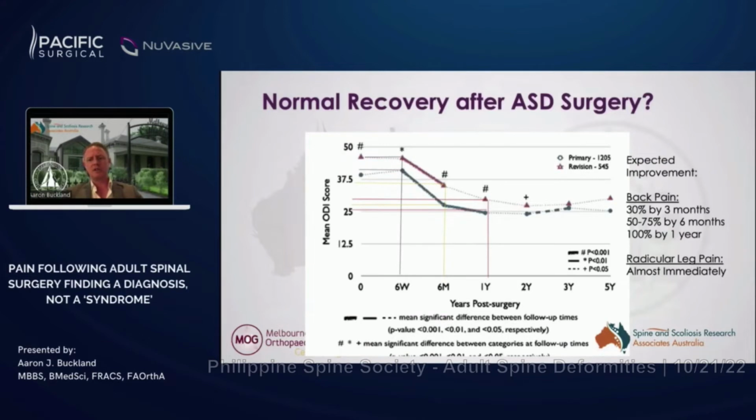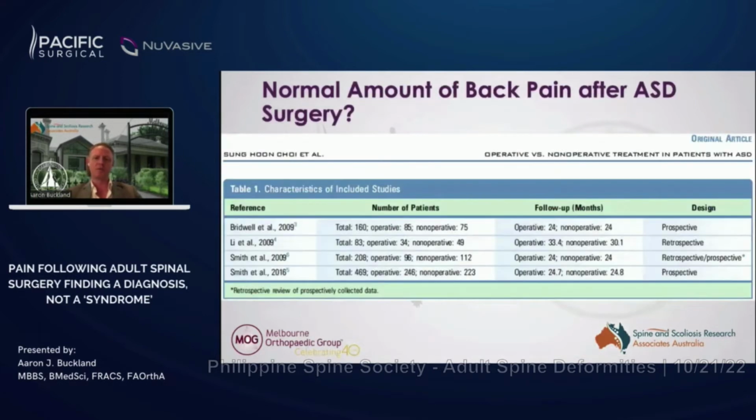And if I look at this, what I tell my patients is that in back pain, I expect that 30% of their improvement in the pain, and this doesn't mean 30% reduction in pain, but 30% of the benefit they're going to get is going to occur by 3 months. And 50 to 75% of the benefit they're going to get is going to occur by 6 months. But at 1 year, that's the final product. The other thing I tell them is that leg pain, given this is due to neurological compression, should be absent immediately post-operatively. And if it is present, that is abnormal.